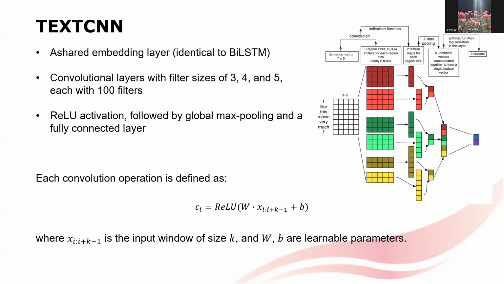Next up, TextCNN. Again, we use the same embedding layer as the BiLSTM. The core idea here is to apply 1D convolution over the sentence using filters of size 3, 4, and 5, each with 100 filters. After ReLU activation and max pooling, we feed it into a dense layer for classification. It's much faster to train and works surprisingly well for short text.